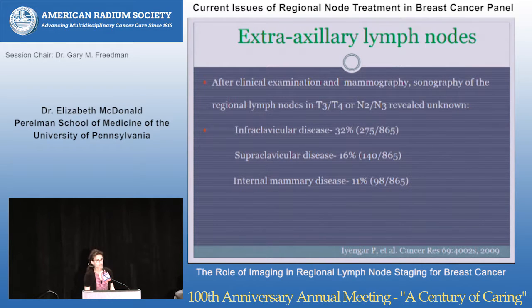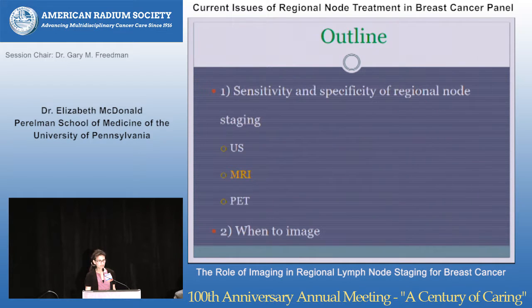So what about extra-axillary lymph nodes? In one study looking at T3-4 disease, N2, N3 disease, there were unknown extra-axillary metastases in the infraclavicular region in about a third of patients, supraclavicular 16%, and internal mammary 11%. And remember that number for internal mammary, the pink star means that is a SAM question. So that's kind of an indication to remember that. So 10% unsuspected internal mammary disease.